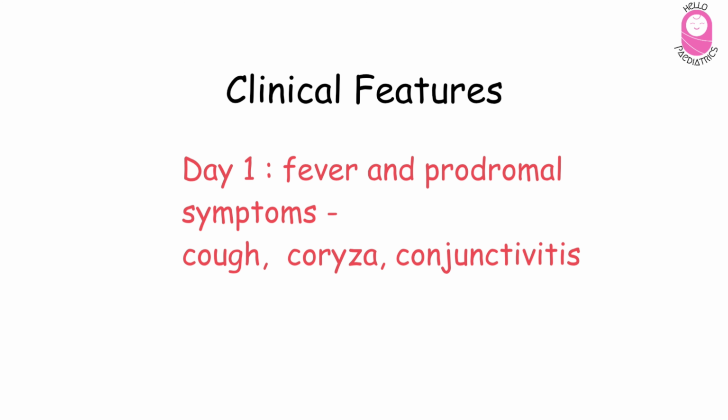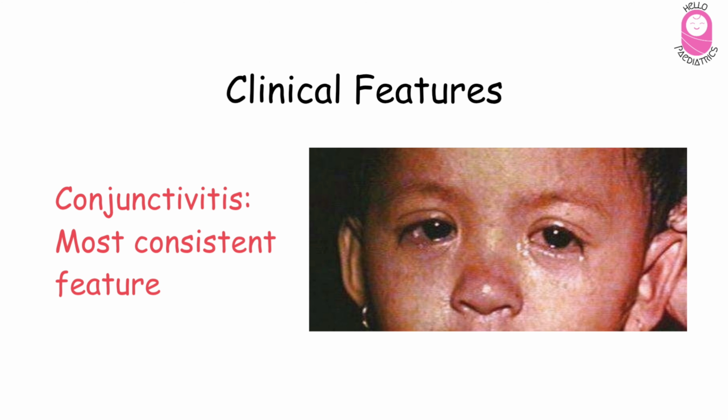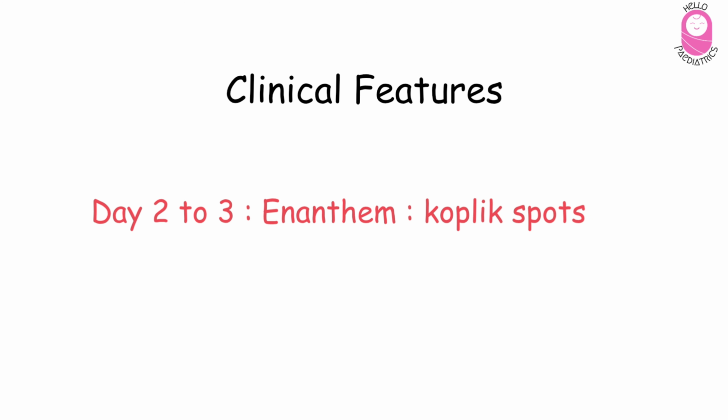Clinical features include fever and prodromal symptoms. The 3 C's that you have to remember are the cough, the coryza and the conjunctivitis. Of these 3 C's, the most consistent feature is conjunctivitis. Conjunctivitis is generally present in almost all the children who are affected with the measles virus. As you can see in the picture here, the child is also having conjunctivitis. You can find conjunctivitis in the children affected with measles.